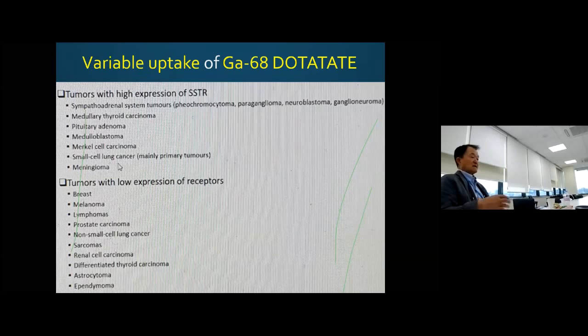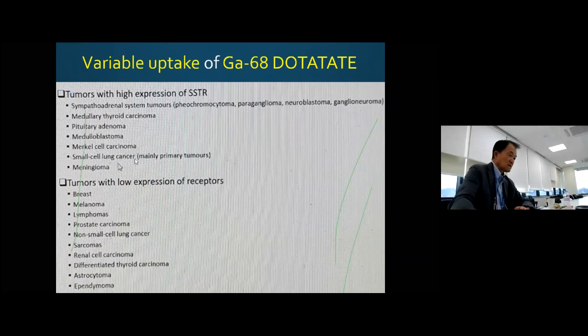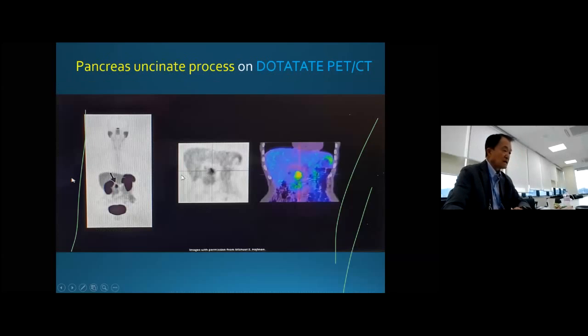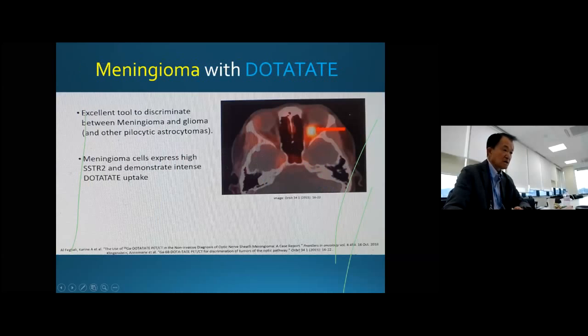And then high expression is usually common, we can say, in pheochromocytoma, paraganglioma, neuroblastoma. Those are common indicative tumors in our clinical practice. And then medullary, pituitary, small cell lung, meningioma. Others show some, but when they become dedifferentiated or undifferentiated, they show less. So this kind of pancreas uncinate, and the meningioma shows some.